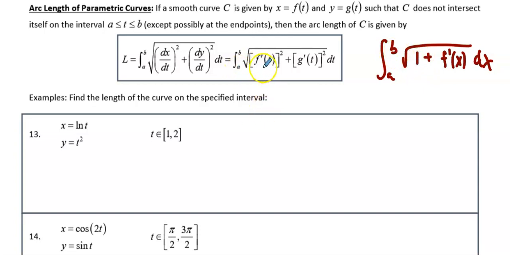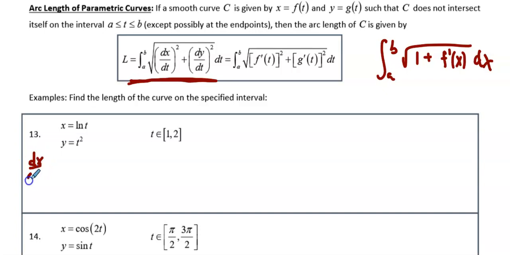So the only difference here is that you're going to take the derivative of your x function with respect to t, and then you're going to take the derivative of your y function with respect to t. I think it's much nicer to write it like this so you guys can see what it is. So we're going to take the derivative of x with respect to t and then the derivative of y. And then we're going to be giving you the bounds. So this is actually pretty awesome to do.